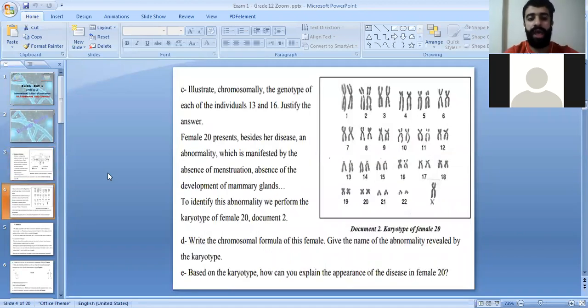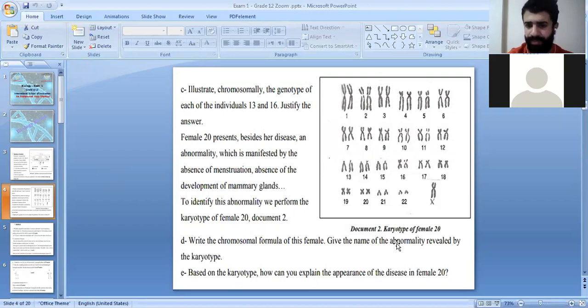Okay? Let's move now. Female 20 presents, besides her disease, an abnormality, which is manifested by the absence of menstruation, absence of the development of the mammary glands, and other problems. So female 20 has a lot of problems. To identify this abnormality, we perform the karyotype of female 20.